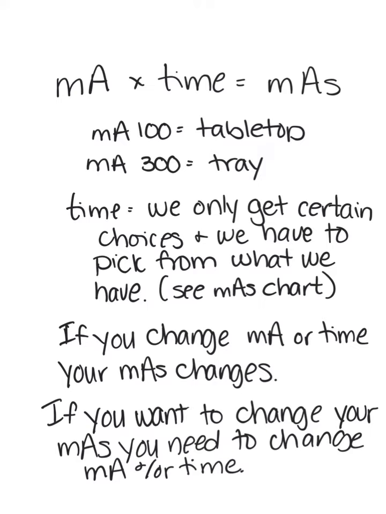How do you decide which one you're going to change? mA is almost always the same. If you're using a tabletop, your mA is going to be 100. If you're using a tray, your mA is going to be 300. So most of the time, your X-ray film is going to be staying in the same place. Your mA is going to stay the same, either at 100 or 300. So you're going to be changing your time in order to change your mAs.